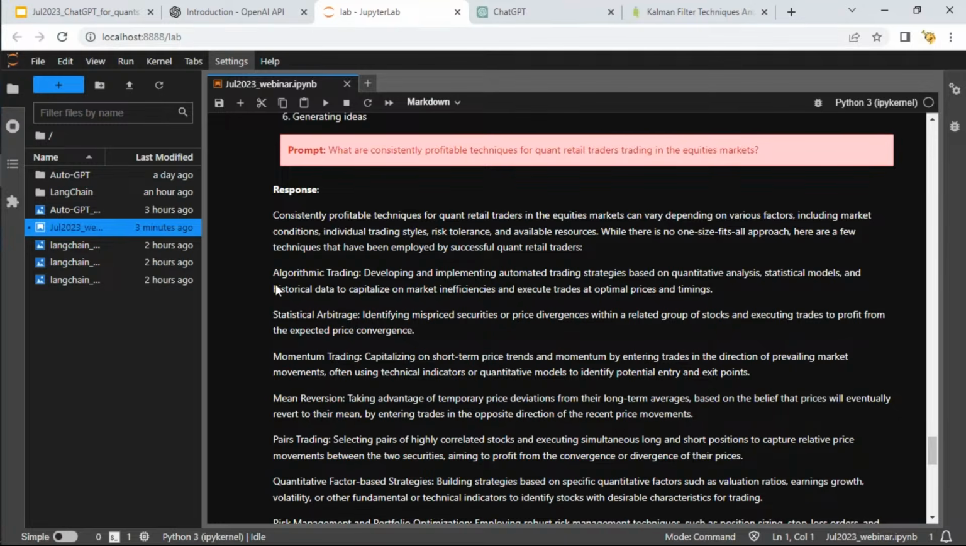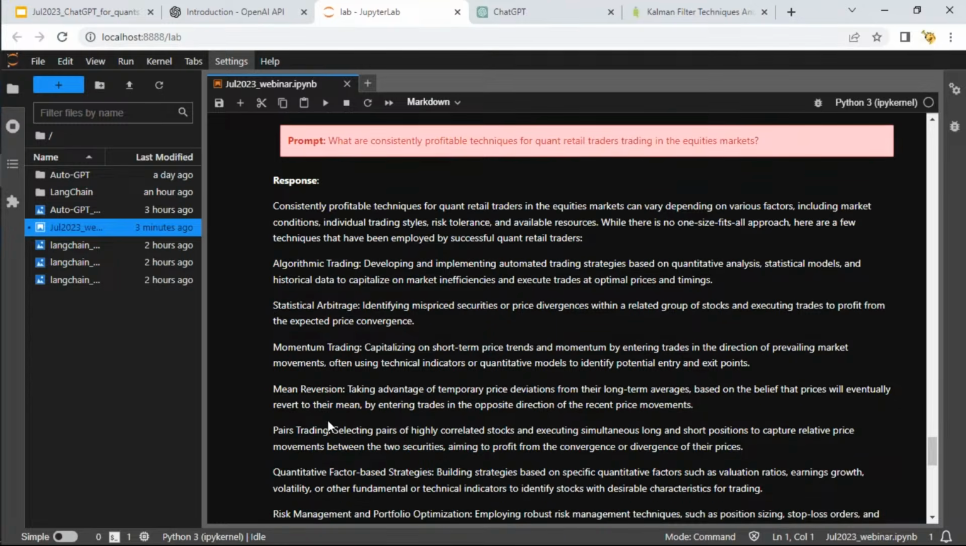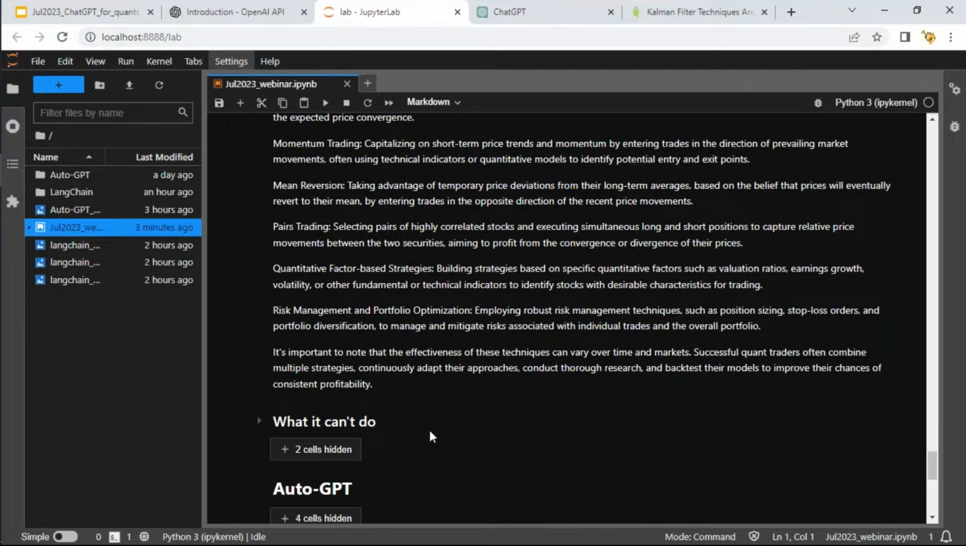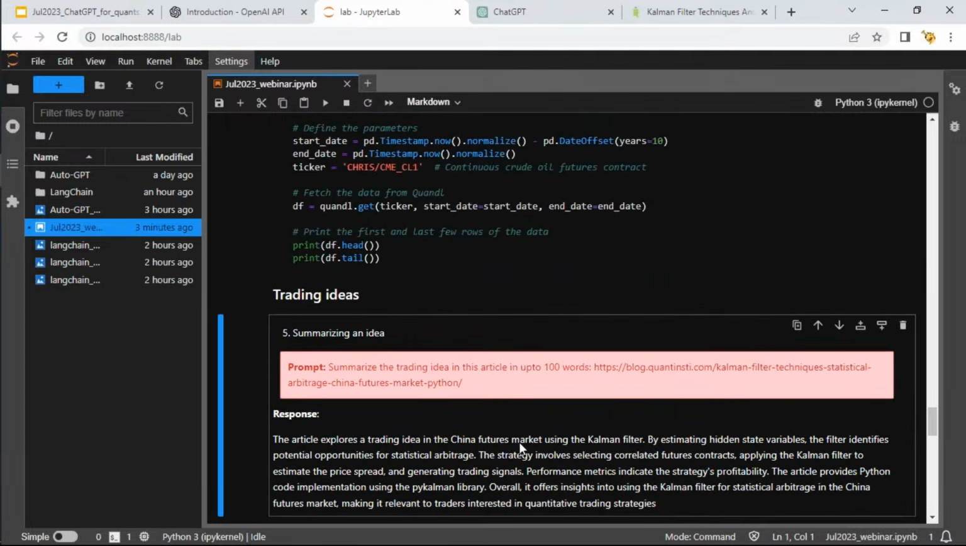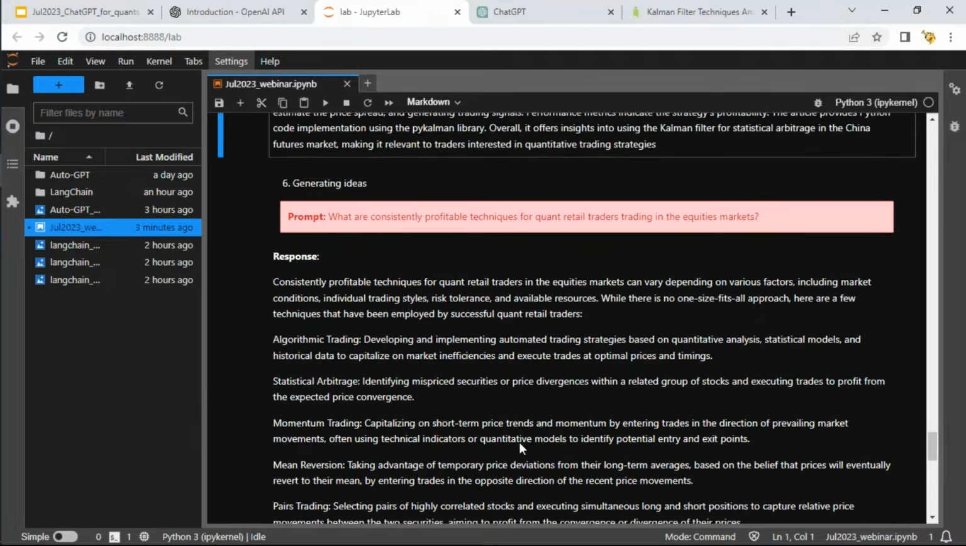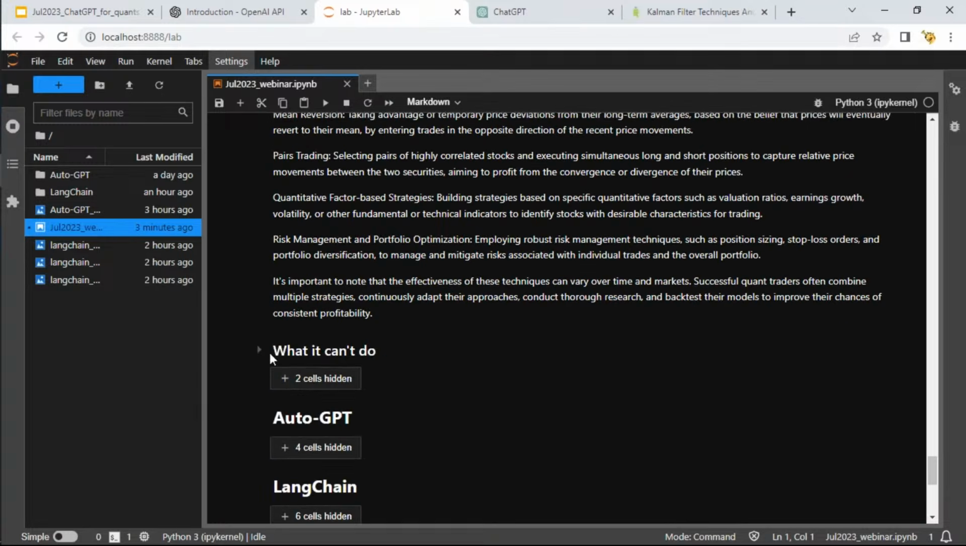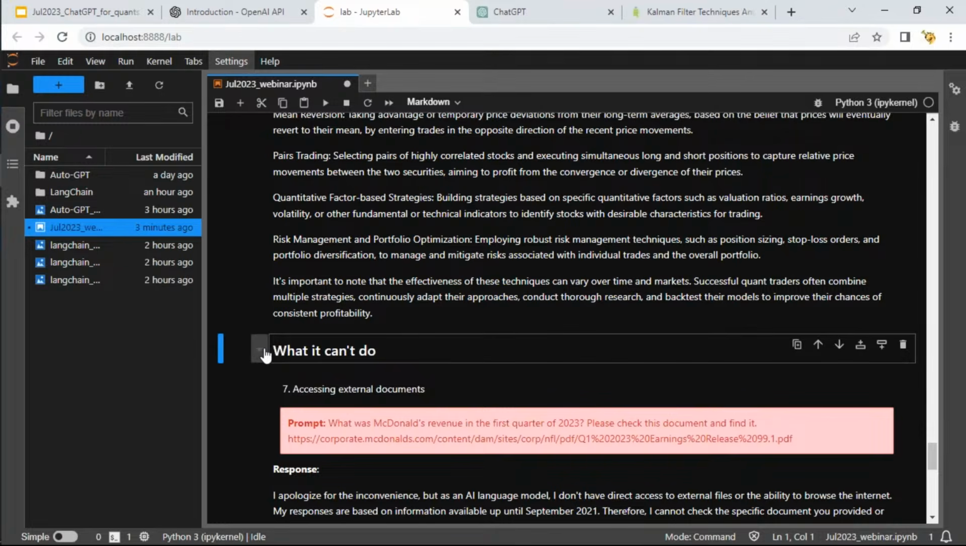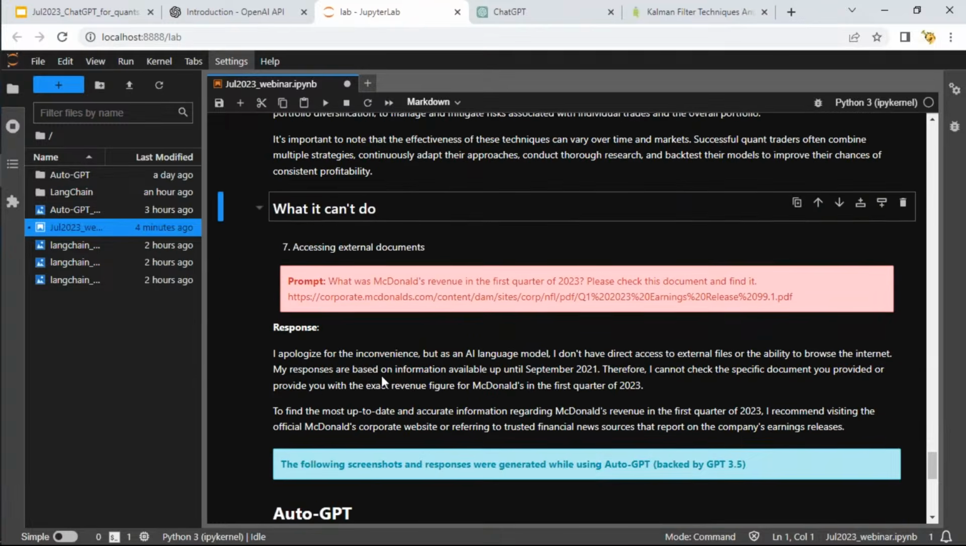And it gives you some styles: algorithmic trading, statistical arbitrage, momentum trading, mean reversion, and so on. Right? It's almost like, I'd say, not even a very good textbook answer, but nevertheless it gives you some sort of response. Right? So basically, all of these different use cases should give us an idea as to what are the kinds of places where you're getting good responses and what are the kinds of places where you get not so good responses. Right? Now, there are certain things that it clearly can't do.